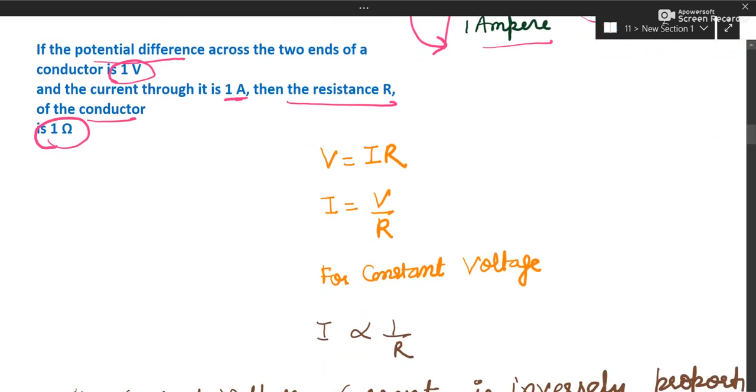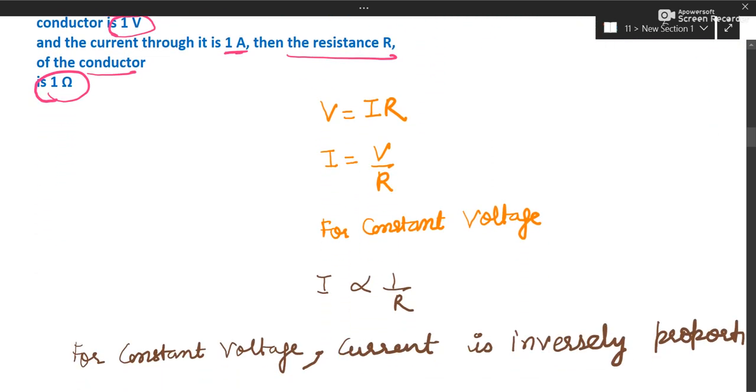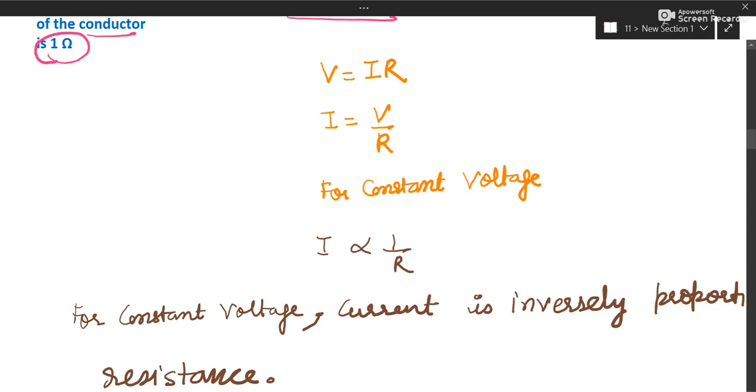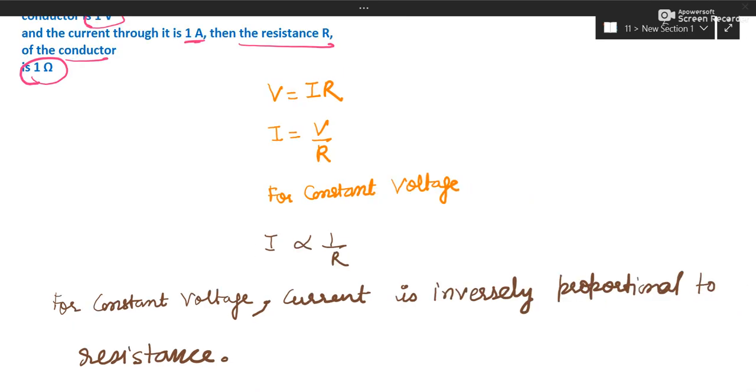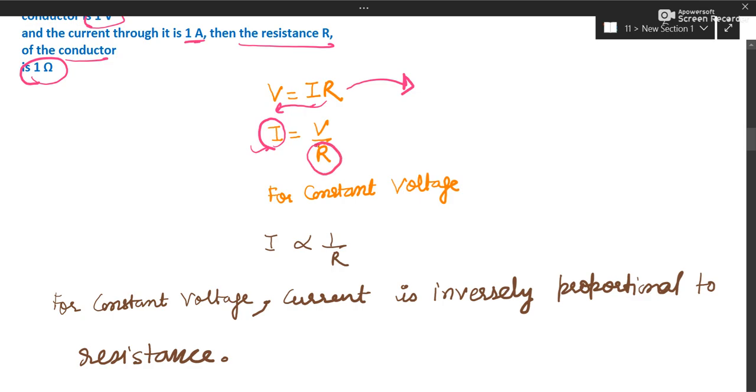So like that, resistance is labeled. Okay. Now coming to the next topic. So this is the equation of Ohm's law. V = IR. So I = V/R. R will go down, right? So current and resistance are inversely proportional. Current and resistance are inversely proportional.